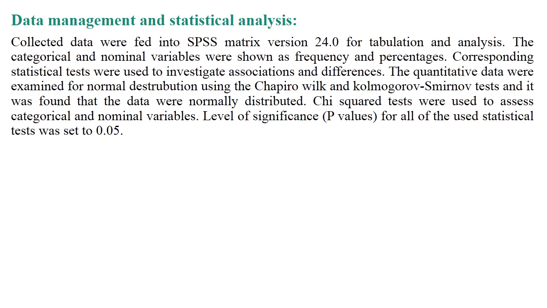Data management and statistical analysis. Collected data were fed into SPSS version 24 for tabulation and analysis. Quantitative data were examined for normal distribution using the Shapiro-Wilk and Kolmogorov-Smirnov tests. It was found that the data were normally distributed. Chi-square tests were used to assess the categorical and nominal variables. The level of significance, p-value, for all of the statistical tests used was set to 0.05.